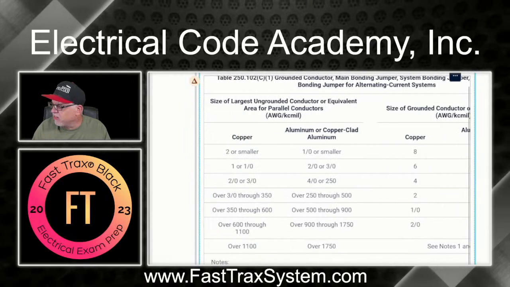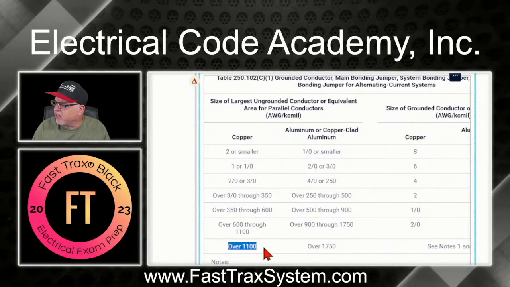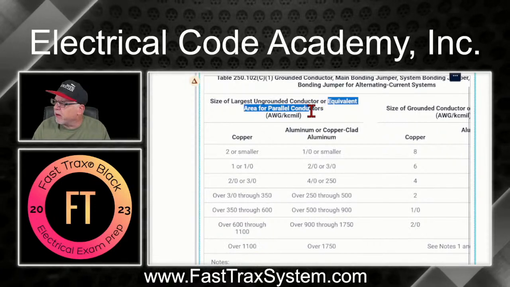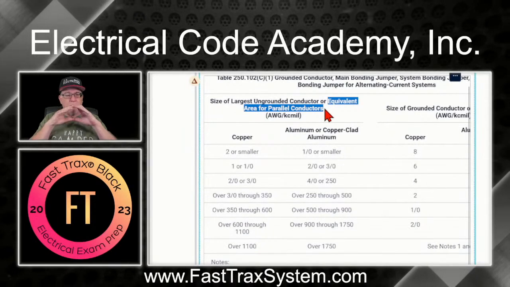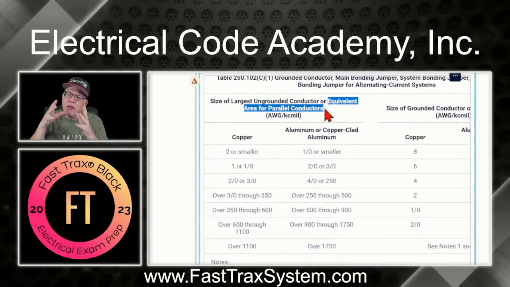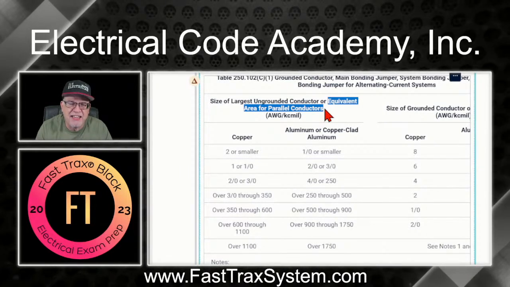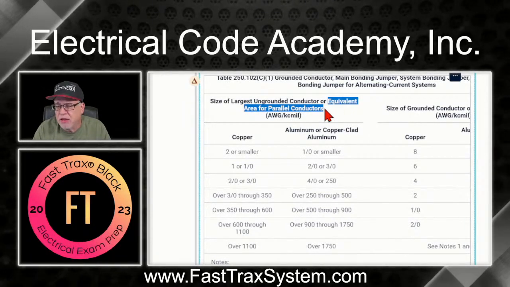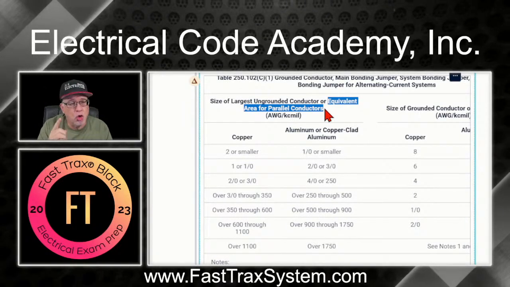All right, so this table goes up to 1100, and again, equivalent area for parallel conductors. So if I have a single raceway, we're still talking single raceways, whether it's a wireway or a round circular raceway, what happens if I exceed 1100 kcmil? Well, if that's the case, now you're going to have to use note 1.